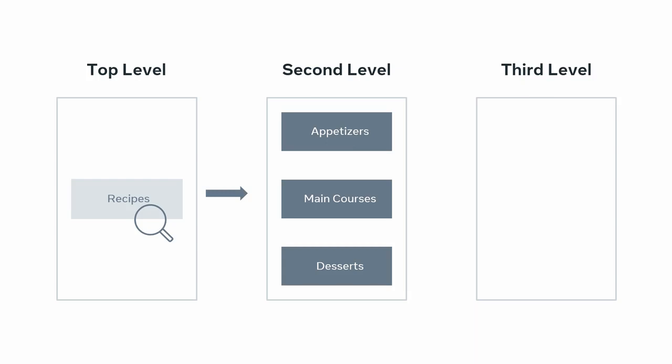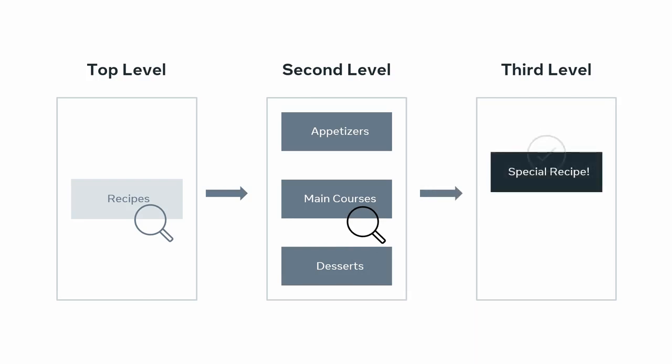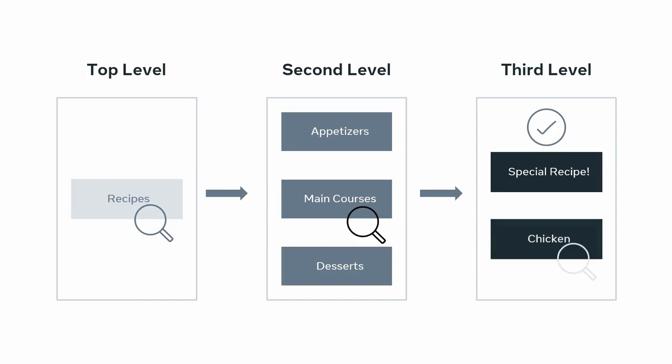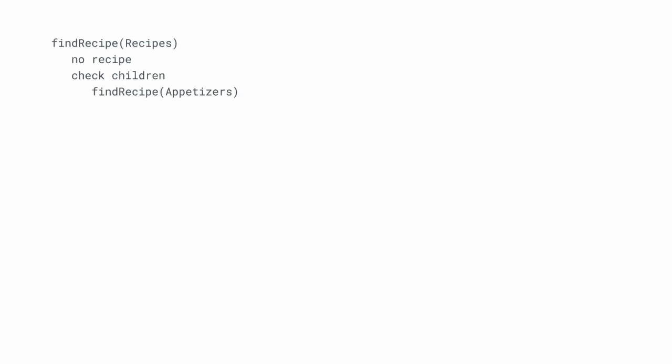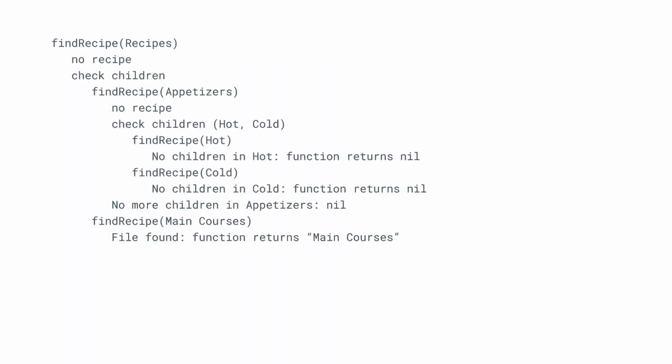It's still searching child folders, and next is main courses. This time the recipe is found and the call to findRecipe main courses returns the folder name. There is still one more recipes folder, chicken, and it does not contain the file. Checking that folder would return nil, and the whole search would fail. To prevent that, you add a conditional in the code that ends the recursive function call once the file is found. To summarize, a total of 4 recursions were called.